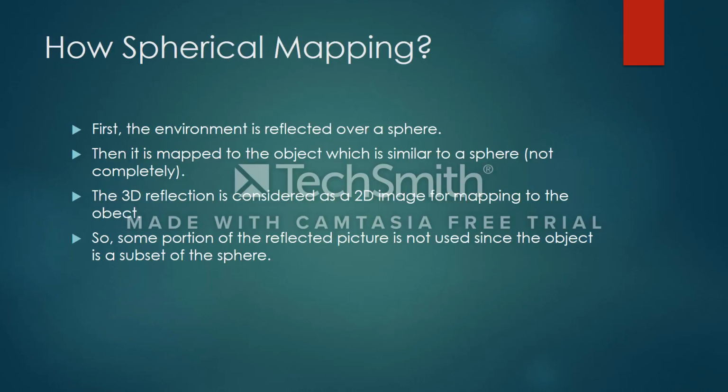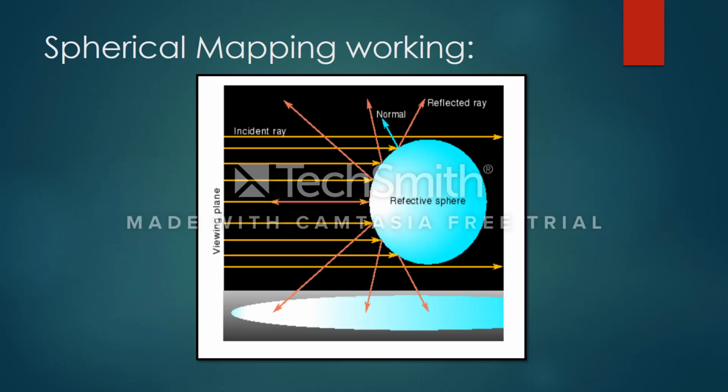How is this done? First, the environment is reflected over a sphere. As we know, this is called spherical mapping. The environment first is reflected over a sphere and then it is mapped to the object. The 3D reflection is considered as a 2D image for mapping to the object. Some portion of the reflected picture is not used if the object is a subset of a sphere. If it is a whole sphere, then all the parts of the reflection can be used. But if it is not a whole sphere, it is a subset of a sphere, so some part might be missed, not used. This is how spherical mapping works.